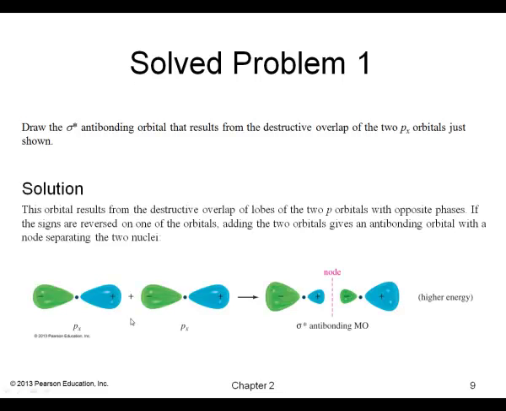So here are some solved problems. Here they're trying to overlap two p orbitals out of phase, so there'll be a cancellation, and so the formation of a node here. So this would be a sigma star molecular orbital between two p orbitals trying to overlap sideways to form a sigma bond.